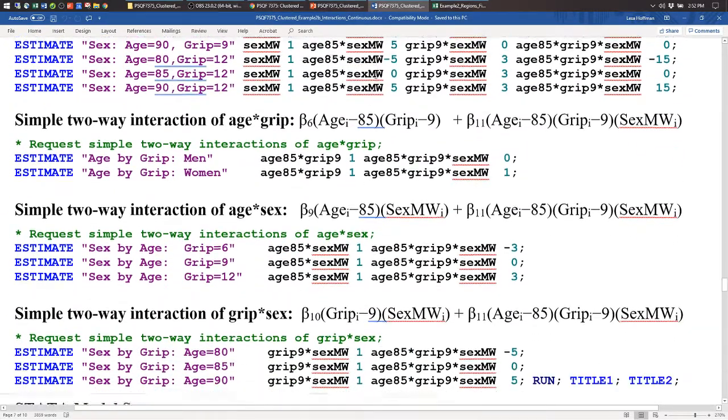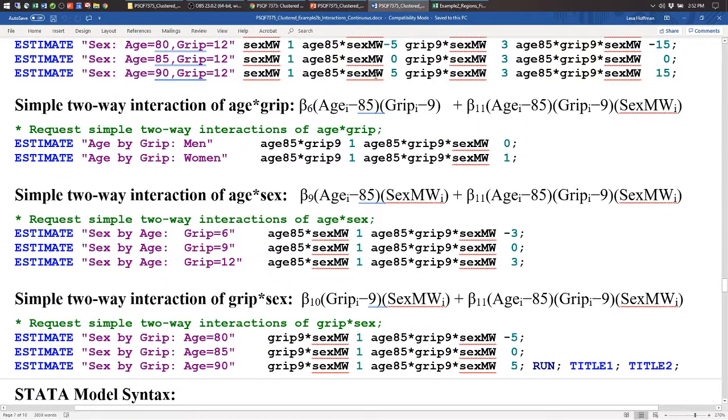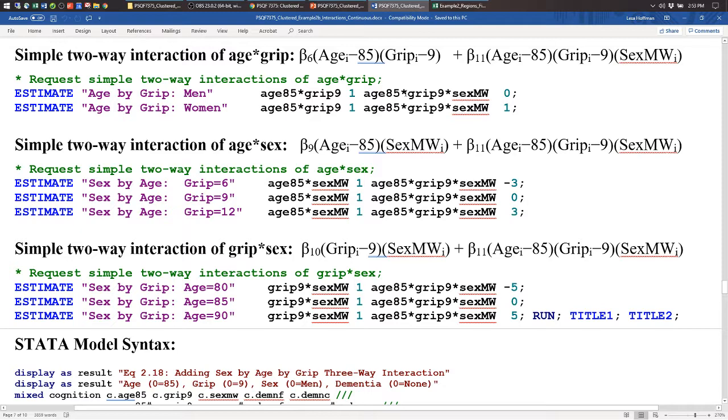Last but not least, simple two-way interactions. Age by grip differs by gender. So we can have an age by grip interaction for men, for women. The three-way interaction term tells us whether that age by grip interaction differs between men and women. Likewise, we can have a sex by age interaction at any level of grip strength. The three-way interaction also tells us whether sex by age differs significantly as a function of grip strength.